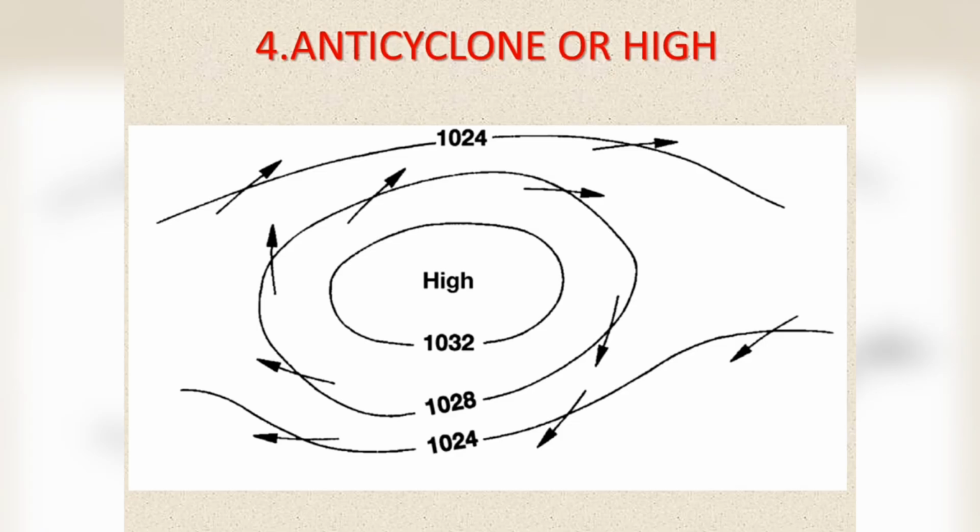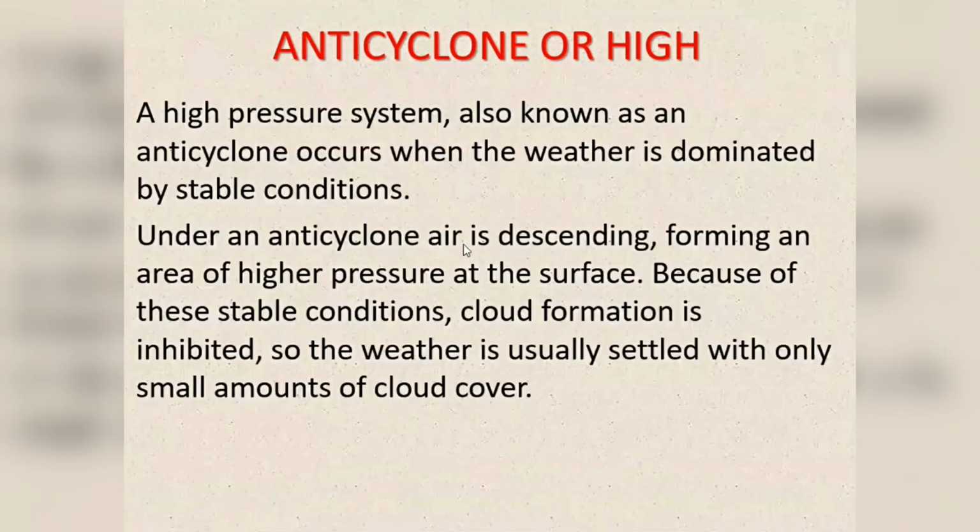So very basics, I think I will send you the notes also. Book में भी है, how to calculate, how to see what is the normal direction around high and around low in the northern and southern hemispheres. So anticyclone, high pressure system also known as anticyclone, occurs when the weather is dominated by stable conditions. So high pressure area means good weather, stable conditions, and under an anticyclone air is descending basically.